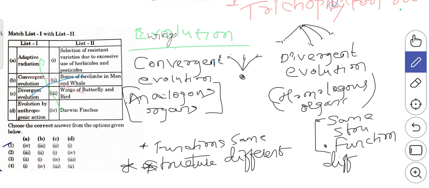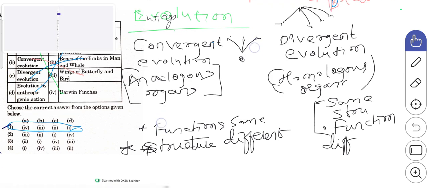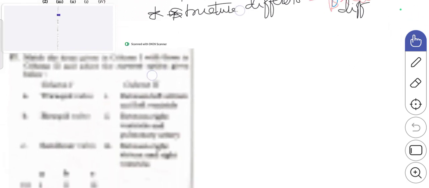Then the last one, evolution by anthropogenic action, that is selection of resistant varieties due to excessive use of herbicides and pesticides. So the first answer will be the right answer for this question. We'll discuss the next one.